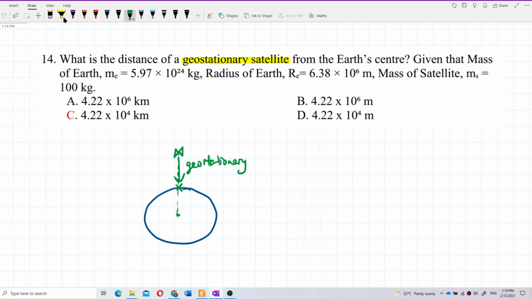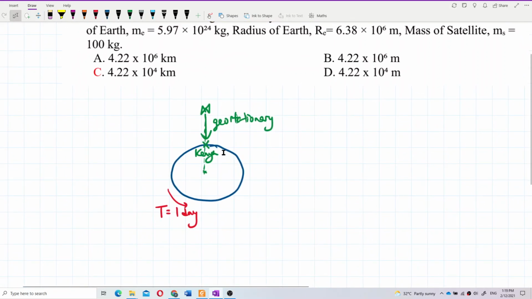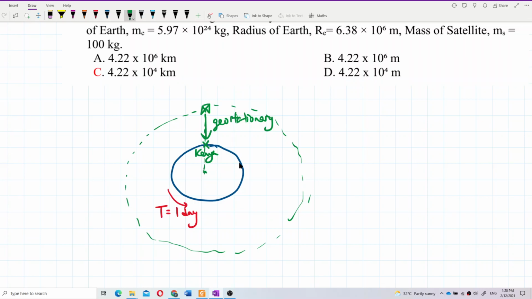Let's say if this place is Kenya, right? So when the Earth makes a rotation, in one day, yeah. Let's say the period of the Earth is 1 day. It makes a complete rotation in 1 day. The satellite also takes that long, that 1 day, to travel around the Earth for one complete circle. Also 1 day.